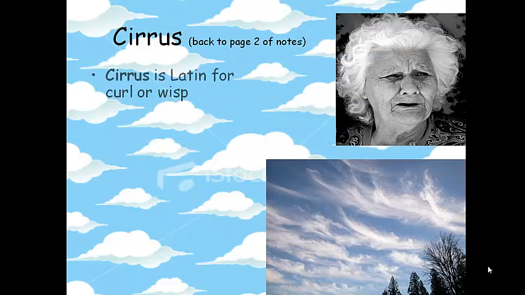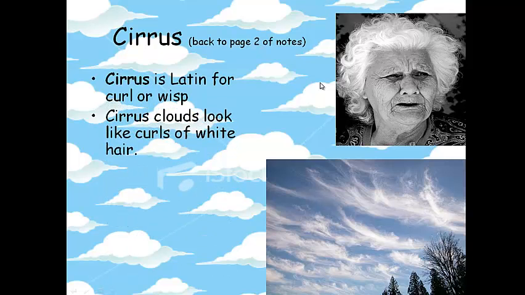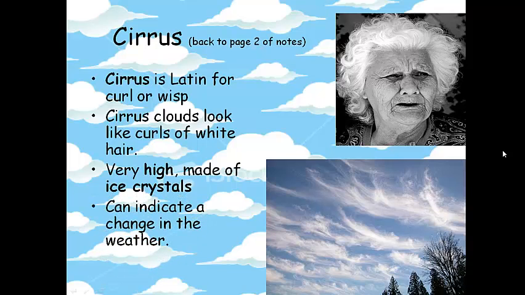And go back to page 2 of your notes for cirrus. Cirrus is Latin for curl or wisp, and you can see that these cirrus clouds look like the wispy hair on this grandma. Cirrus clouds look like curls of white hair, and they're very high and made of ice crystals. These clouds can indicate a change in the weather to come.